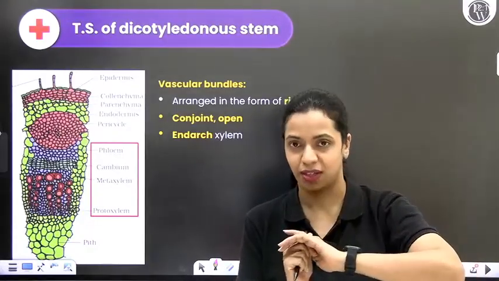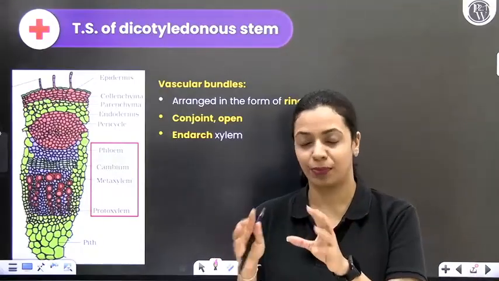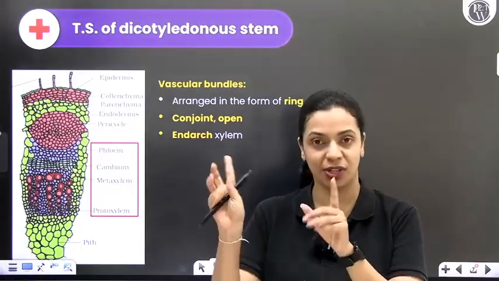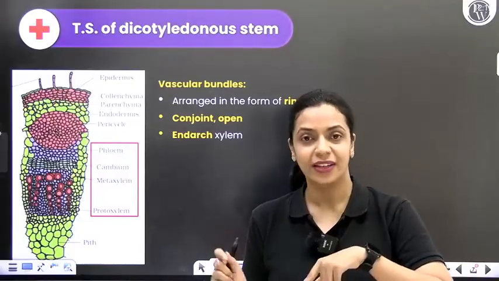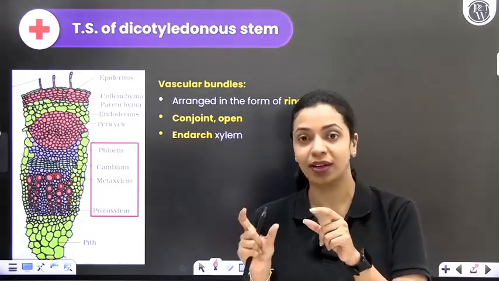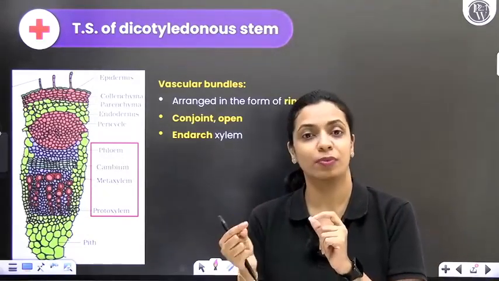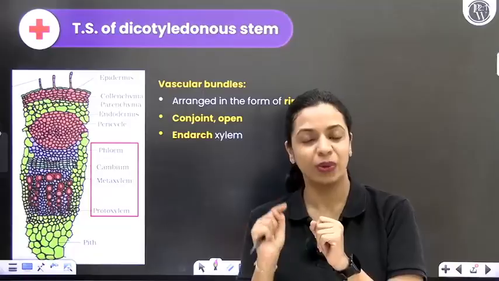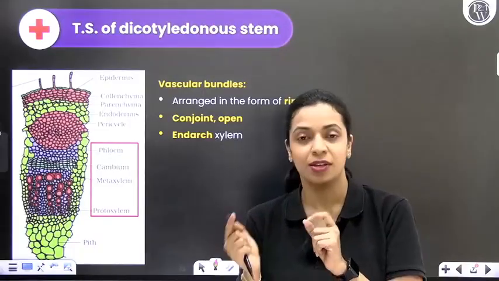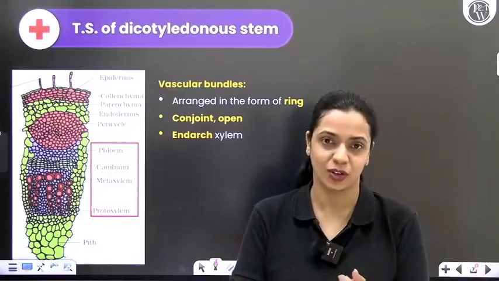We call them conjoined. In roots, we saw that xylem and phloem were present in separate radii, we call them radial vascular bundles there. Over here, they're present in the same radius. Each bundle has both xylem and phloem, so we call it conjoined. Now, because between the xylem and phloem there is a strip of cambium present, we say that it is open type. So, the vascular bundles that you find here are conjoined open type of vascular bundles.